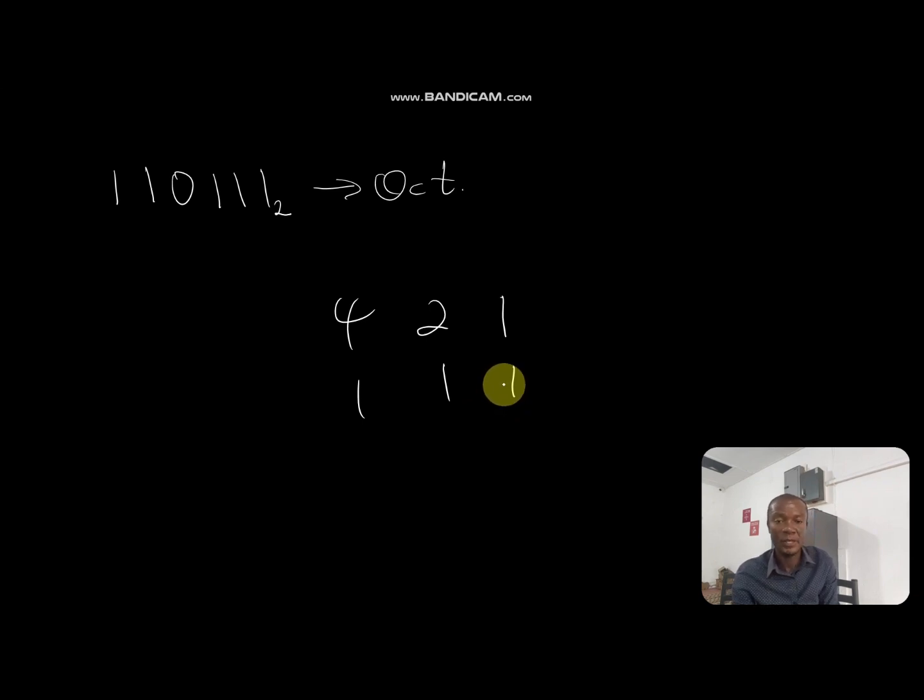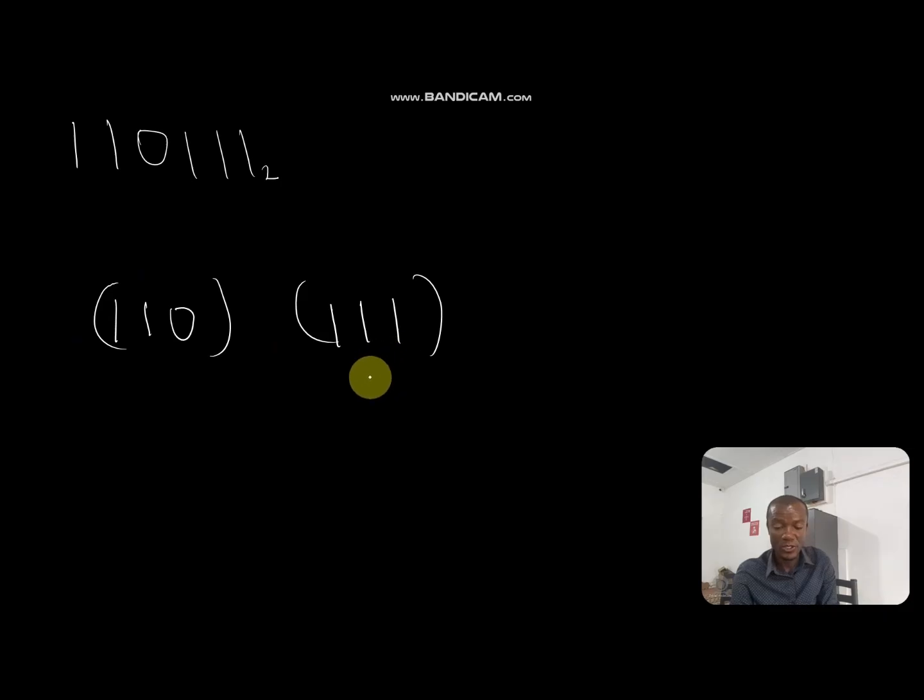And we have to group them in groups of 3 bits. So 1 1 0 1 1 1 base 2. So we are going to put them into groups of 3 bits. So we have 1 1 0, then 1 1 1. So this is our first group, then second group.